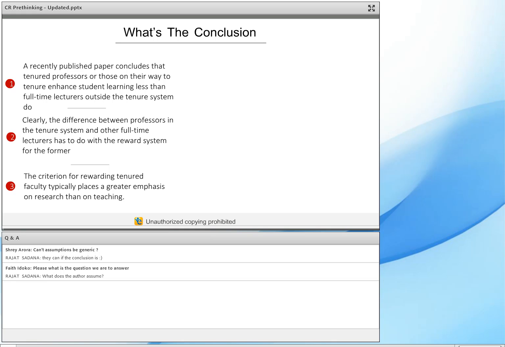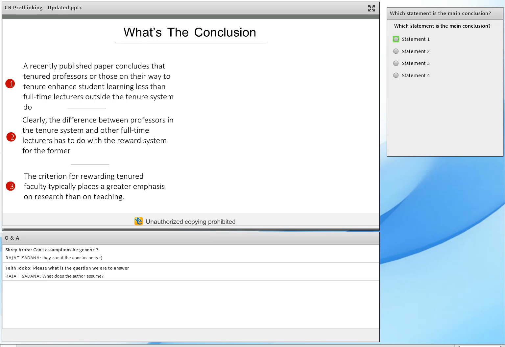I have 4 statements here because I use this poll question for multiple arguments, but only consider statement 1, 2, and 3 as possible answers and tell me which statement do you think is the main conclusion of the argument. Don't choose statement 4, only statements 1, 2, or 3. Which statement do you think is the author trying to make you believe as the main conclusion?